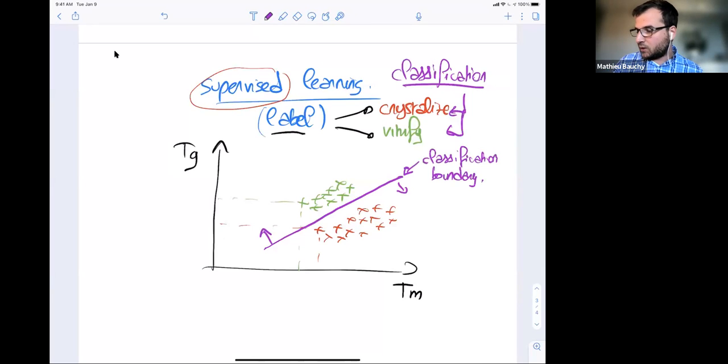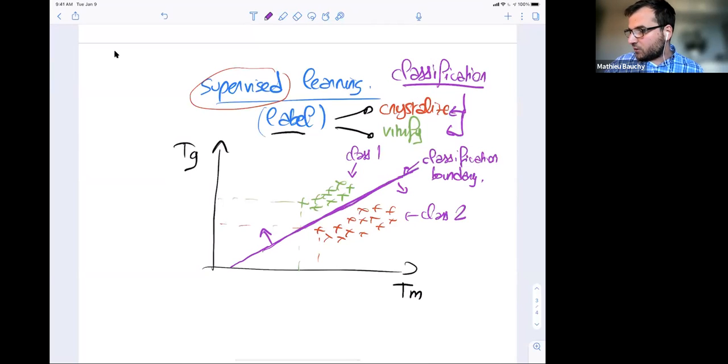So this would be the first class of melts. That's the melts that vitrify. And then you have the second class of glasses. Those are the ones that do crystallize during the cooling. And so what this type of machine learning model does is to find the boundary here between glasses.